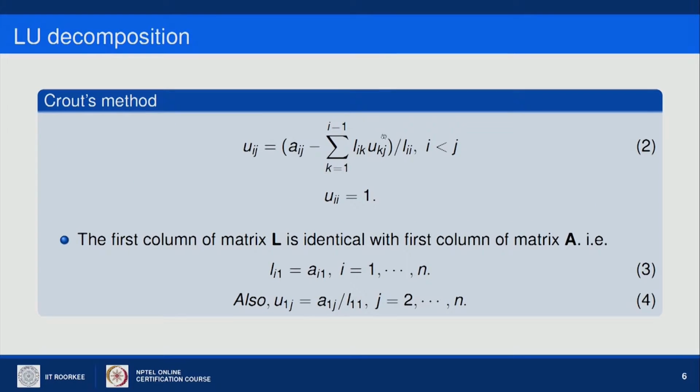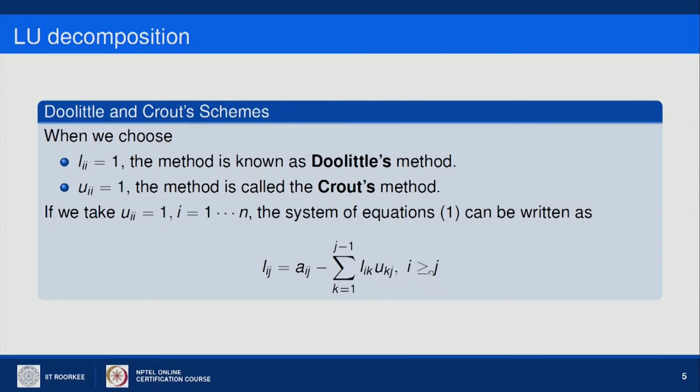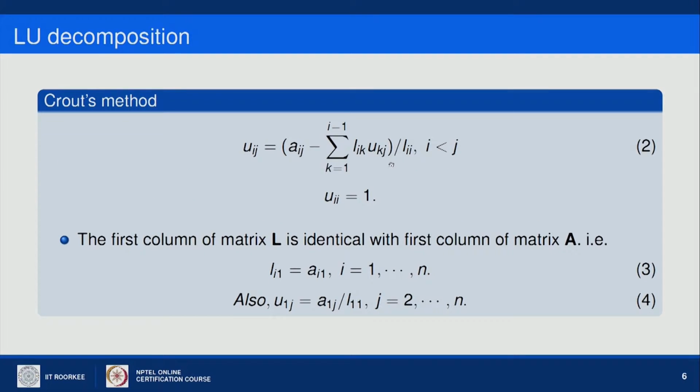This can be written in this way: whenever i is less than j, by equation 2, and all the rest of the Uii equal 1. So when i is less than j, Uij is given by this equation. When i is greater than or equal to j, Lij is given by this equation. So this equation will give all the entries of the lower triangular matrix. This equation will give you all the entries of the upper triangular matrix that are above the main diagonal, and the diagonal entries are 1.